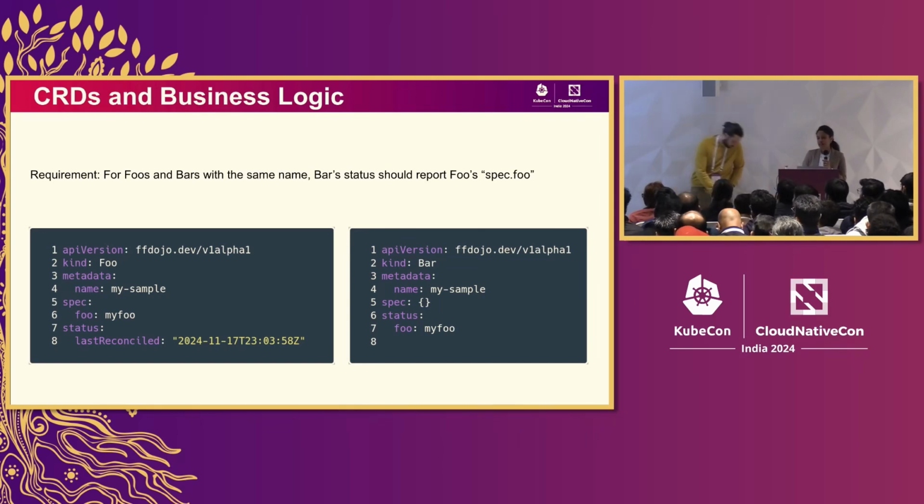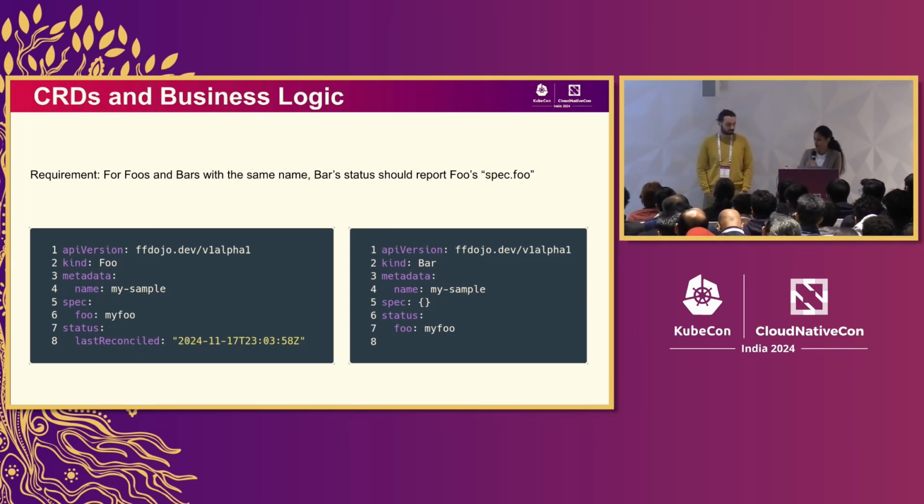Now that we have the skeleton of our project, we can go into the details of our resources. So foo will have a foo field in its spec and a last reconciled field in the status. The spec.foo field is provided by the user, whereas the last reconciled field is set by the controller to track the last time it reconciled the resource.